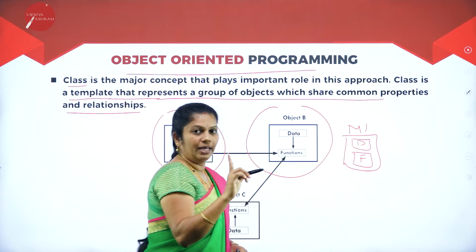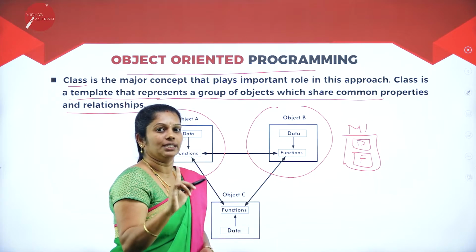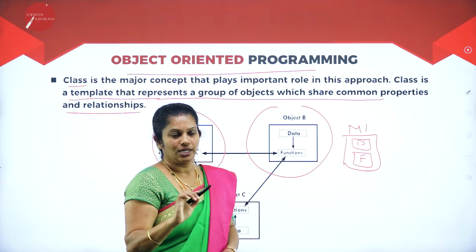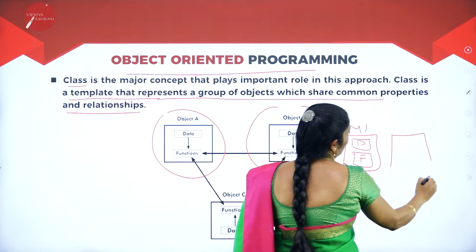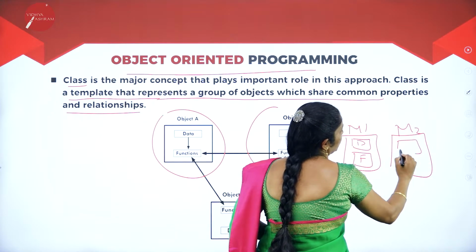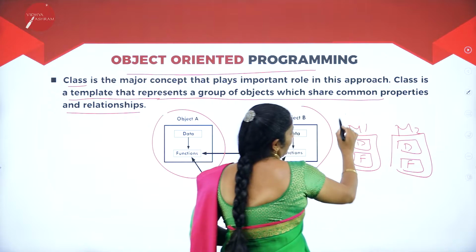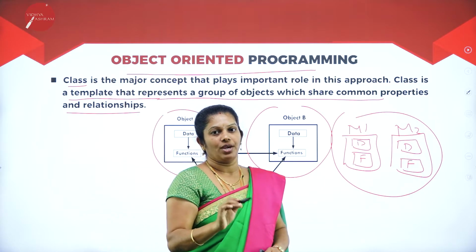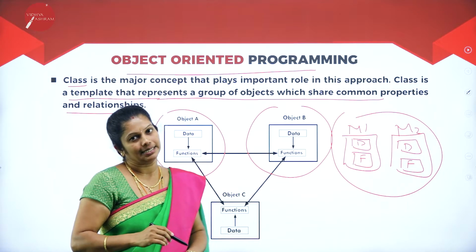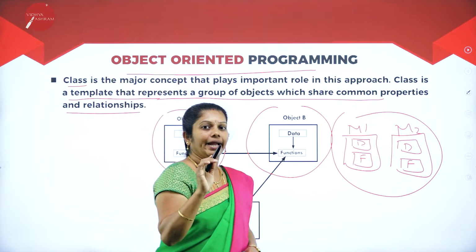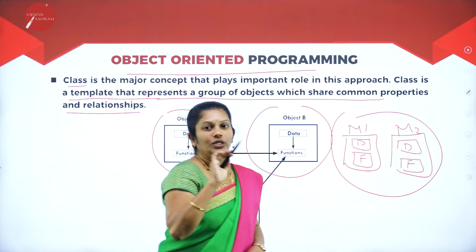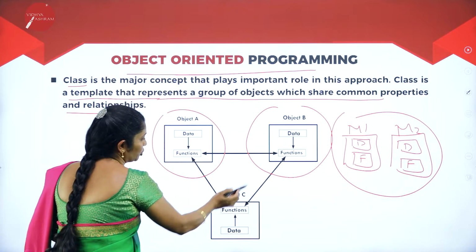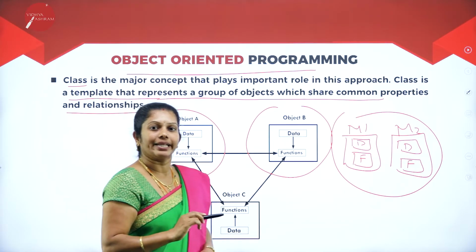If I have only one mobile, then it can be called an object. An object is a real-time entity which has data as well as functions. The collection of objects, for example, one more mobile we are going to consider. Here also we have data as well as functions. The collection of these types of objects which have the same behavior and characteristics can be called a class. A class is a collection of objects which have the same characteristics and behavior. With the help of functions only, all objects are able to interact with each other.